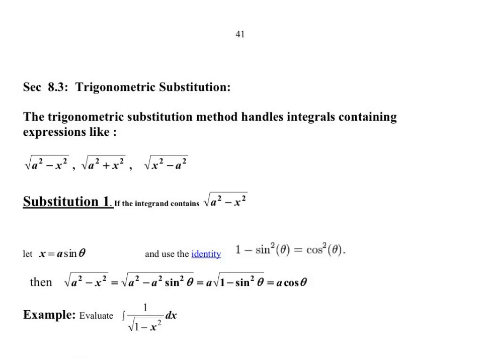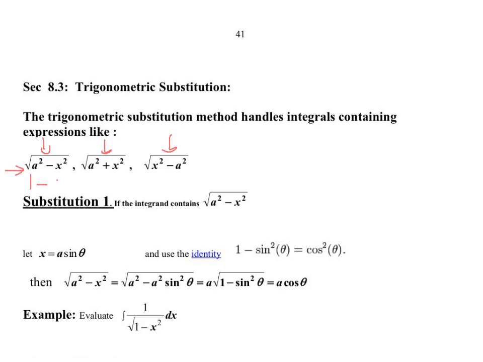Trigonometric substitution is a technique which handles three types of expressions. So there are three types of trigonometric substitution, which are these. The secret behind these expressions is the first one. We have a square minus x square. A is a number actually.